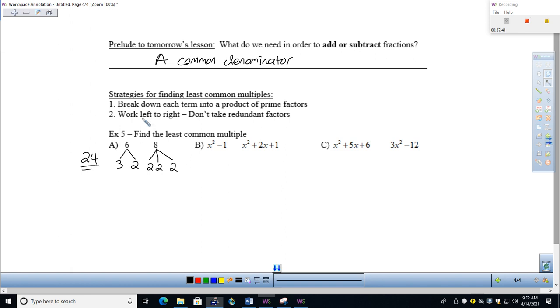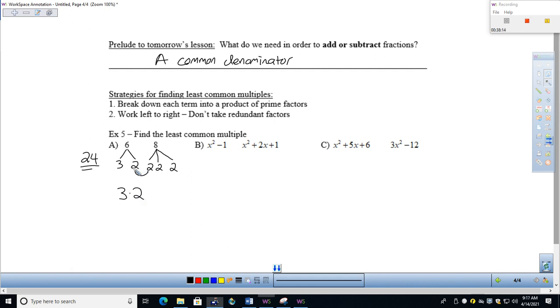It says work left to right. Don't take any redundants. So we're going to take them all, except we're going to loop the redundants. And I'm going to show you how this works. So everybody, take the 3. Awesome. Now do you see this 2? If there is a 2 in the other list, we're going to loop it. And we're going to only take it once.